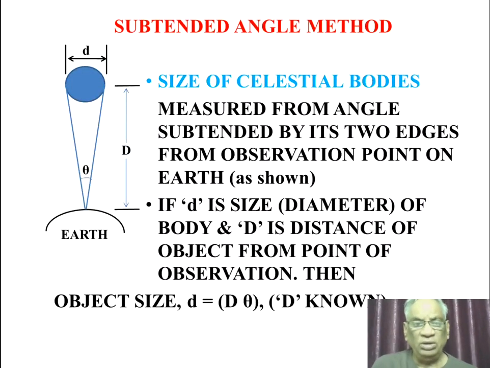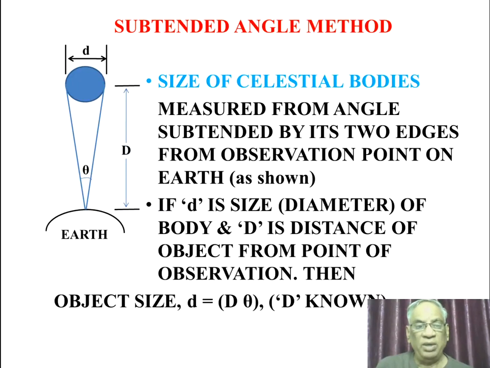Then, if you want to determine the size of celestial bodies which are very large and very far, you can use this method. Most celestial bodies look circular. So from the point of observation on the Earth, you can focus your sextant, an angle measuring device, to measure the angle made at the two edges of the celestial body you are observing.